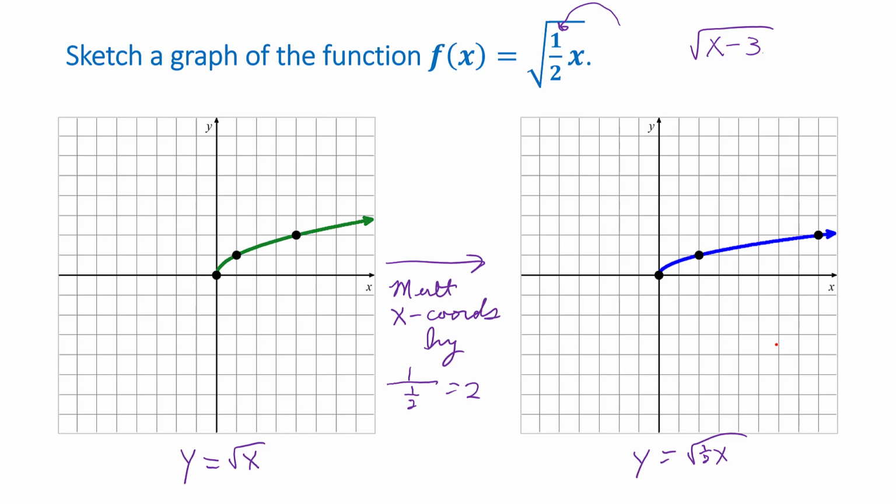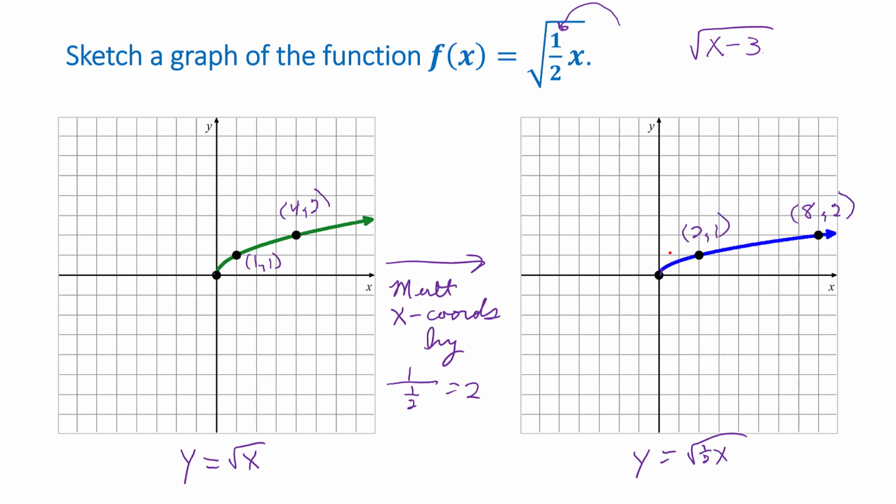And so let's see what we did. Say we started with the point 4, 2. We multiplied that x coordinate of 4 by 2 to give us the new point on our graph of y equals square root of 1/2 x, which is 8, 2. If we started with the point 1, 1, that becomes the point 2, 1, multiplying the x coordinate by 2 there, and 0, 0 would stay the same. So this is what we would call a horizontal stretch.